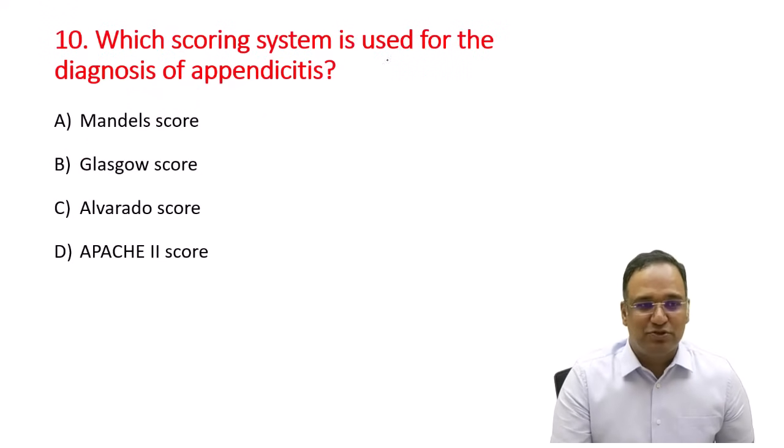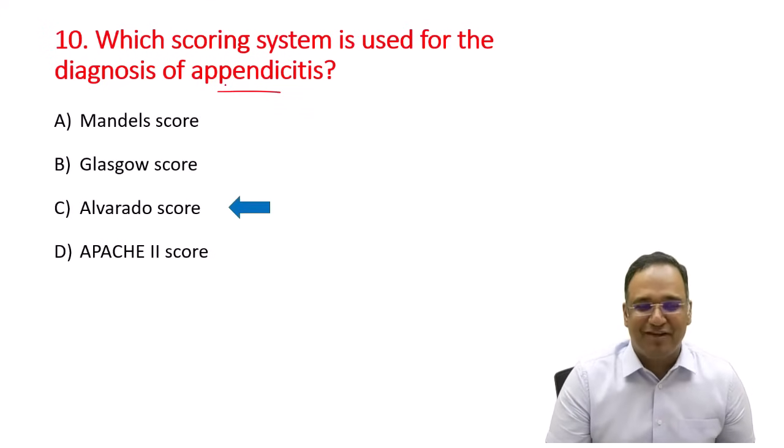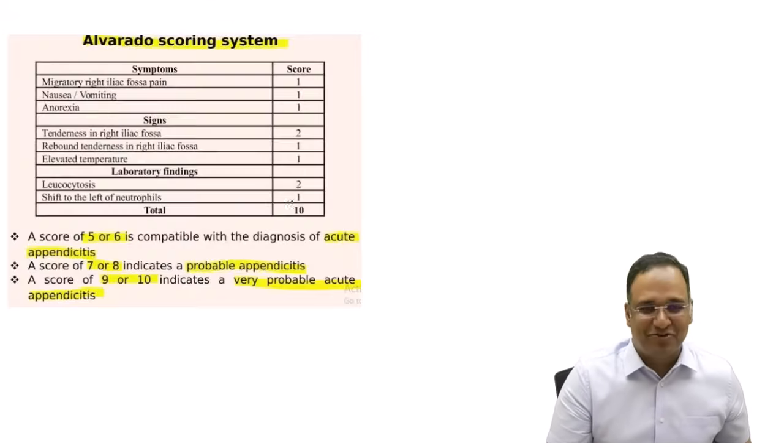Which scoring system is used for the diagnosis of appendicitis? The easiest question. The answer is Alvarado score. The Alvarado score is totally 10 in number, like migrating right iliac fossa pain 1, nausea or vomiting 1, anorexia 1, tenderness in the right iliac fossa 2, rebound tenderness 1, elevated temperature 1, laboratory findings of leukocytosis 2, and left shift of neutrophils 1, totally 10.